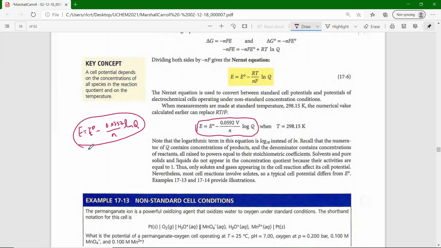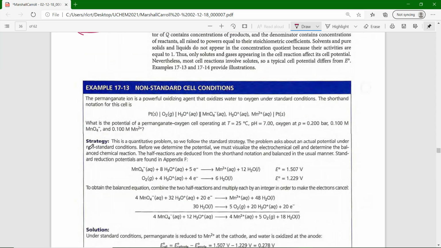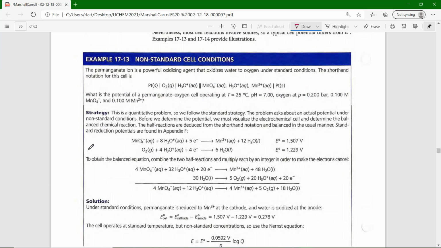So let's see how the Nernst equation works. I'll use log to the base 10 because that's what the book does. The permanganate ion is a powerful oxidizing agent that oxidizes water to oxygen under standard conditions. The shorthand notation, here it is. So there's oxygen and H3O plus there. Then we have a salt bridge, MnO4 minus, H3O plus, Mn2 plus.